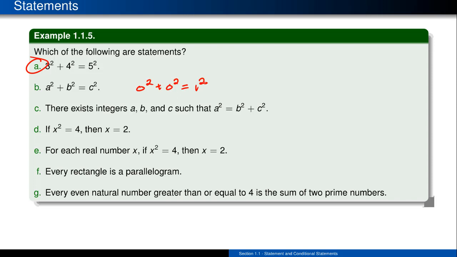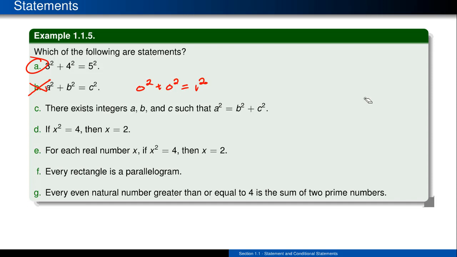So here's where I have that little wishy-washy middle-of-the-ground stuff. In some situations, like 3, 4, 5, it's going to be true. But in other situations, for example 0, 0, 1, it's going to be false. So it's not that nice cut-and-dry stuff. I've not identified what A, B, and C have to be, so it's not going to be a statement.